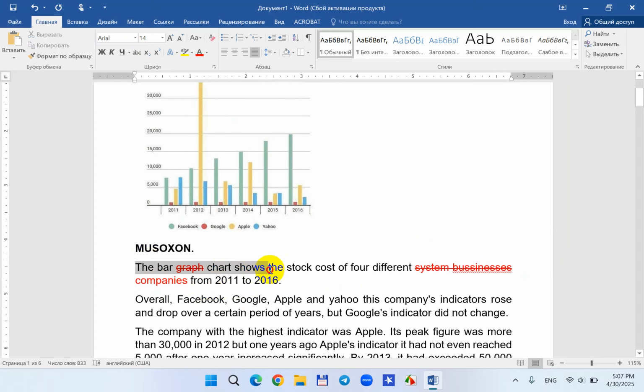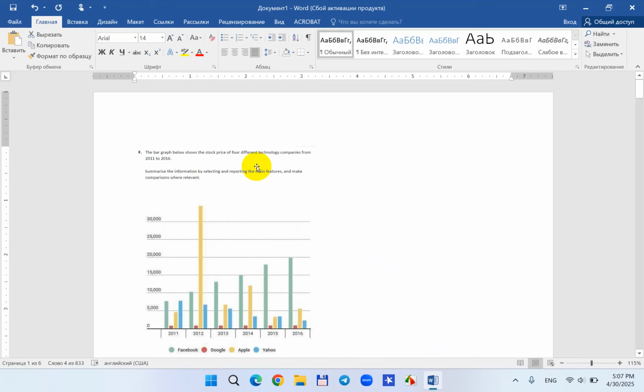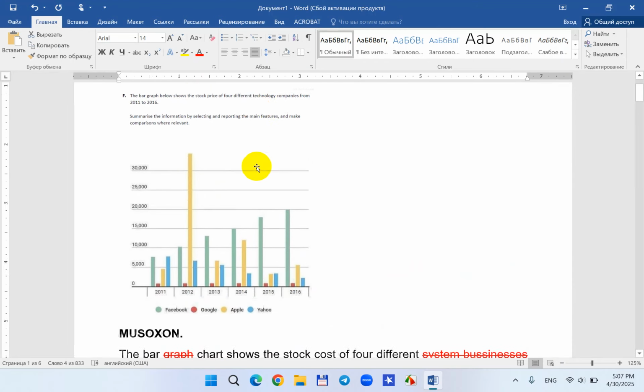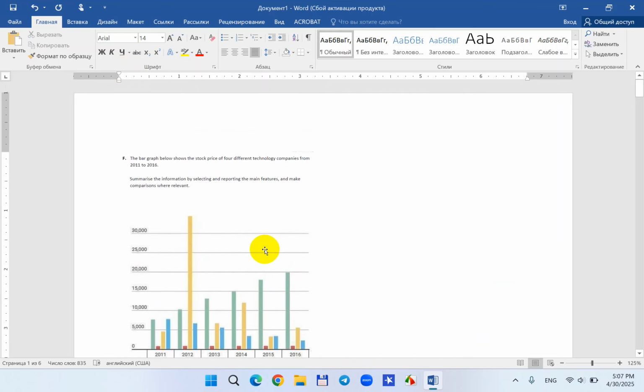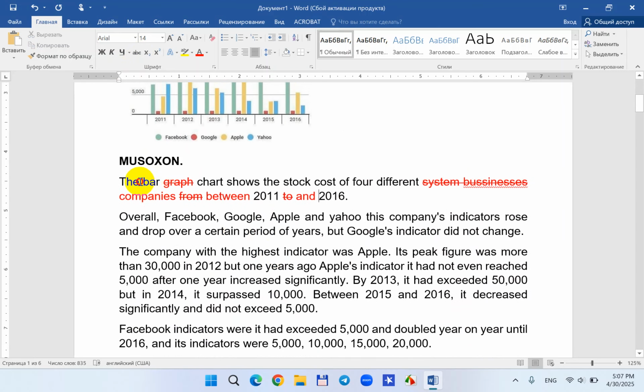The bar chart shows the stock cost of 4 different companies from this to this. And here they use the from to structure. That's okay to repeat it, but it would be better if you said between and rather than from to. It would be better if you said between and instead of to here, because the paraphrasing style would be stronger in this situation. Between and instead of from to. Okay, introduction is done and let's continue.